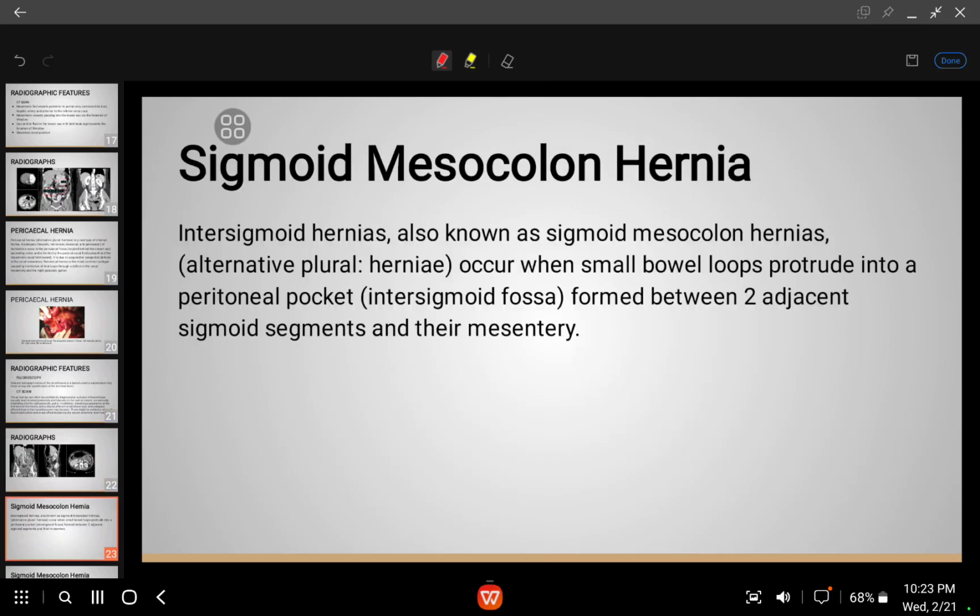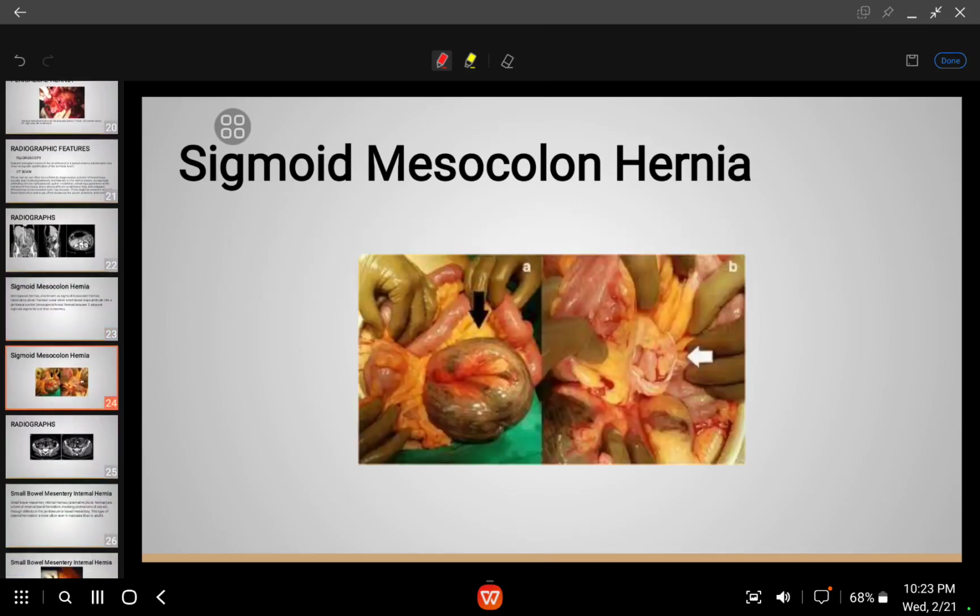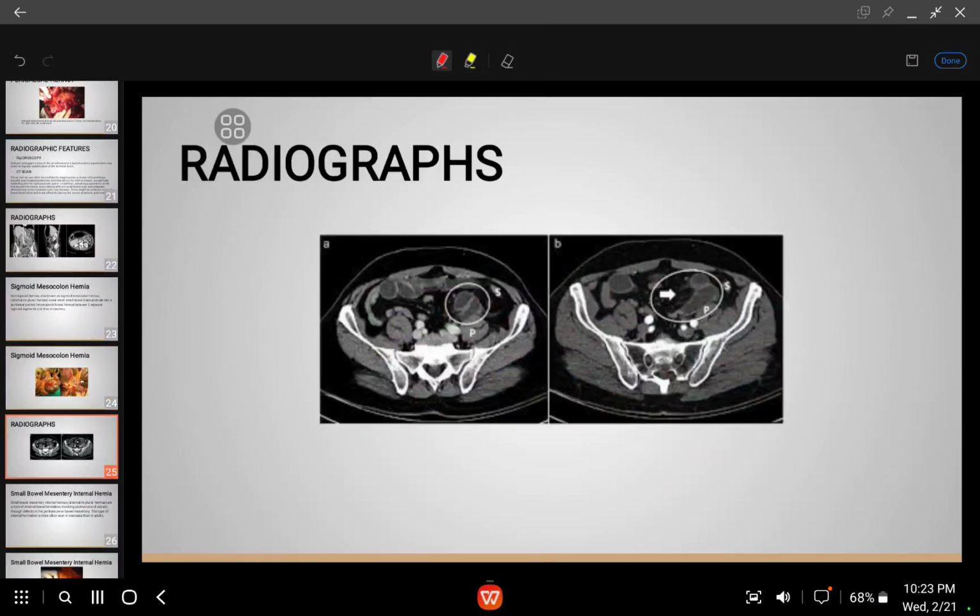So next is the sigmoid mesocolon hernia, which is also known as the intersigmoid hernia. It occurs when small bowel loops protrude into the peritoneal pocket formed between two adjacent sigmoid segments and their mesentery. So here you can see the sigmoid mesocolon hernia. This is the radiographic feature.